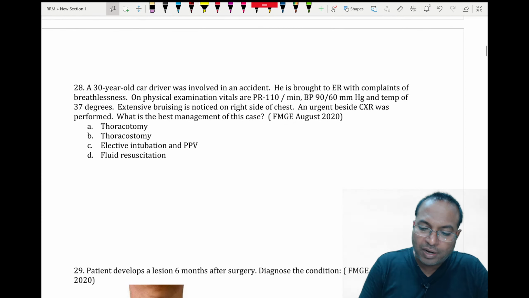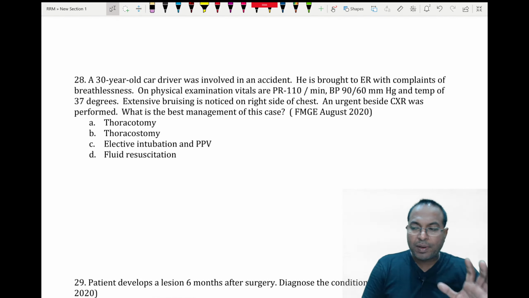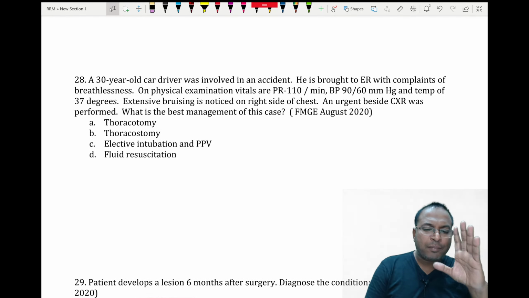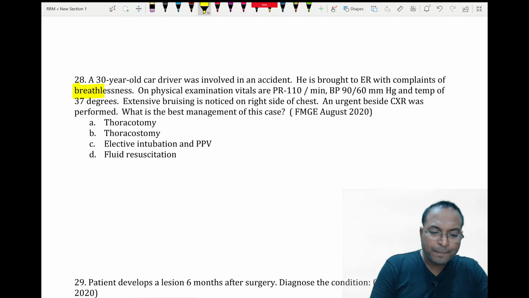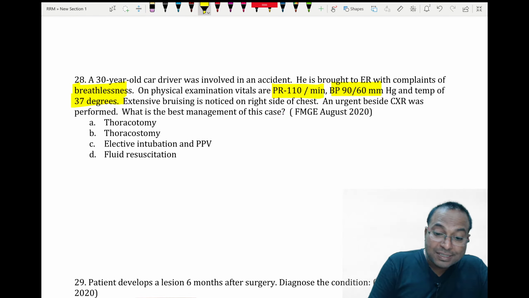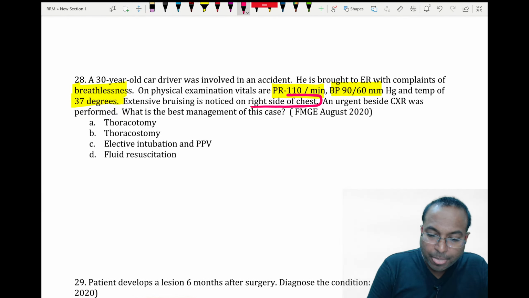A 30-year-old car driver is involved in an accident. He is brought to the emergency room with complaints of breathlessness. See, again and again you will get the same concept only, breathlessness. On physical examination, pulse rate 110, BP 90/60, temperature 37 degrees, extensive bruising noted on the right side of the chest. Urgent bedside X-ray was done. What is the best management of this case?